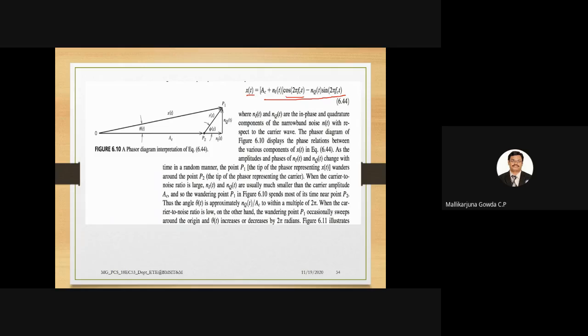Is this equation fine? Is this clear, my dear students? I said x of t will be the carrier component plus the noise. The carrier is A_C cosine of 2 pi f_c t, then the noise is n of t. I express n of t as the in-phase and quadrature components. Could you get this point?